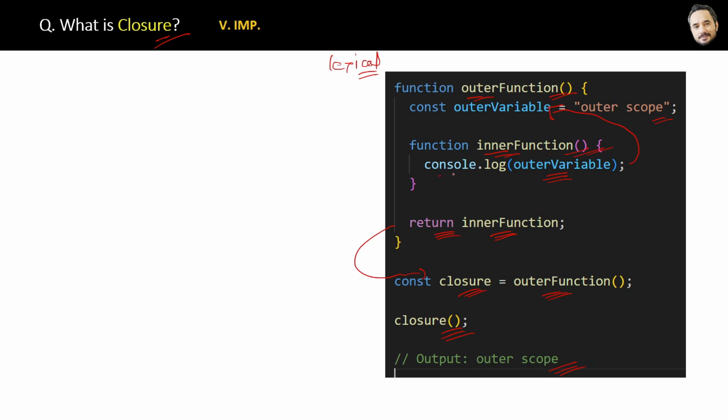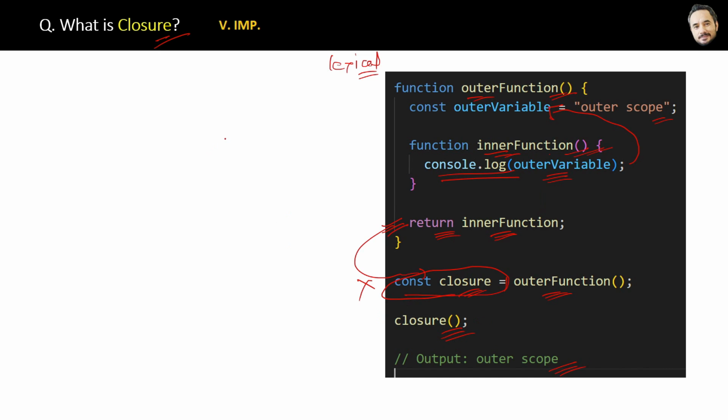Now here are two questions that come to your mind. First, what is the difference between lexical scoping and closure? Basically, closure uses the lexical scoping concept, okay? Now, if you remember, in lexical scoping, there is no need to return the function and then assign it to the closure variable, okay? So, it's like closure is one step ahead of or beyond lexical scoping, okay?